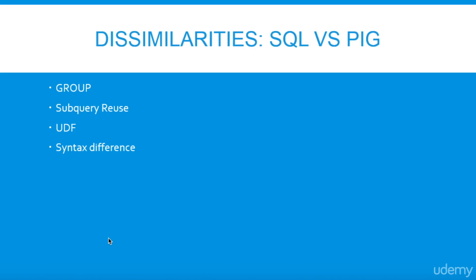UDF. Pig's list of built-in functions is growing, but is still much smaller than what Oracle or MySQL provides. So what Pig does is allow the user to define aggregate or analytics functions in another language like Java or Python, and then apply them in Pig quickly without any issue.